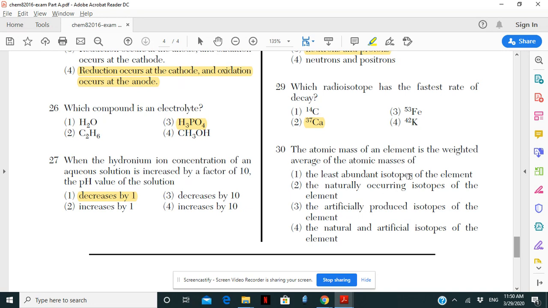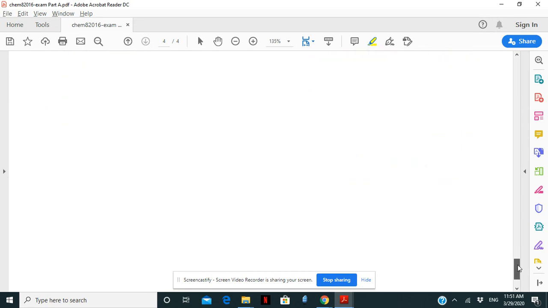Now the last one. The atomic mass of an element is the weighted average of atomic masses of all isotopes. I'm looking at how each isotope is represented in the abundance, and I make it with a ratio. I'm talking only about the naturally occurring isotopes, not the artificial ones, because I can make isotopes artificially, but they don't exist in nature. So the only thing should be the naturally occurring isotopes. So the answer is going to be 3.